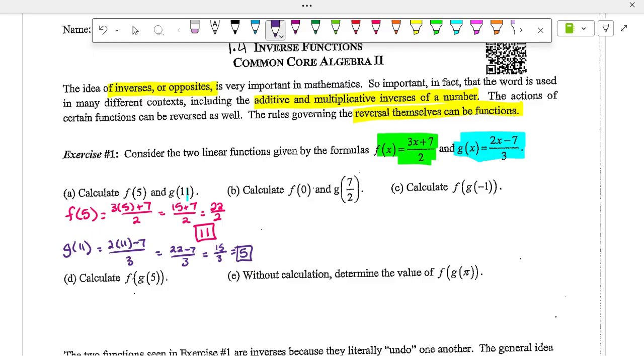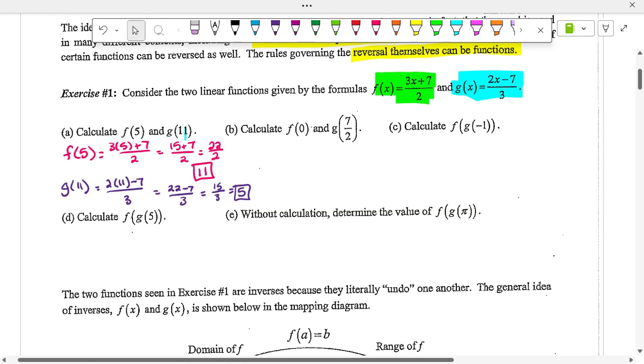All right, for time's sake, I gotta move on. Check your answer. So for f of 5, you plug it in to f of x. So I have 3 times 5 plus 7 over 2. That'll be 15 plus 7 over 2. 15 plus 7 is 22. Divide that by 2, you get 11.